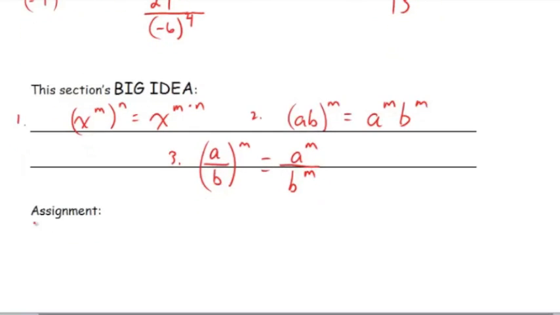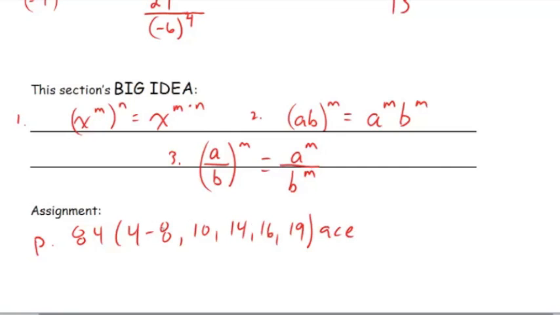Okay, so a few questions to try from this section. Let's do page 84. For all these questions that I'm writing out, 4 to 8, 10, 14, 16, and 19, let's do 3 from each, so we'll just do a, c, e from each one of those. And then a challenge question on here. Actually, two challenge questions, numbers 20 and 21.